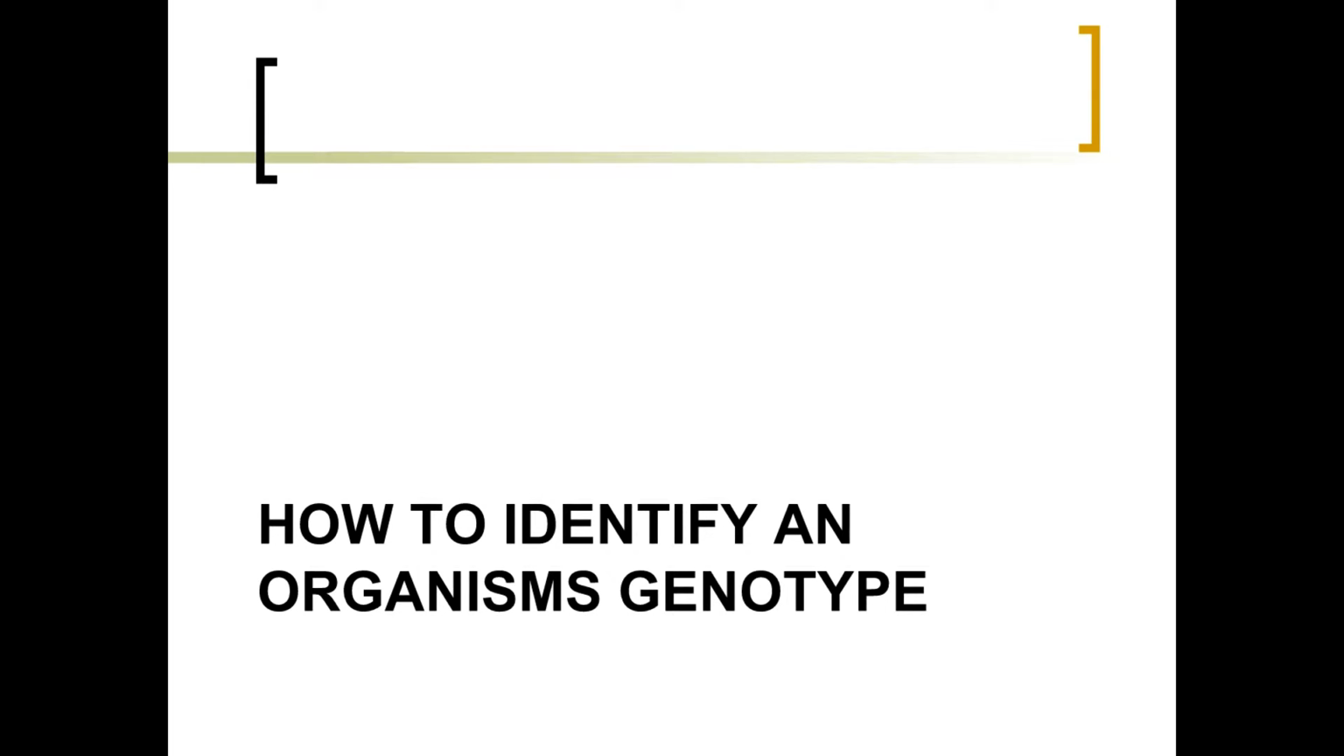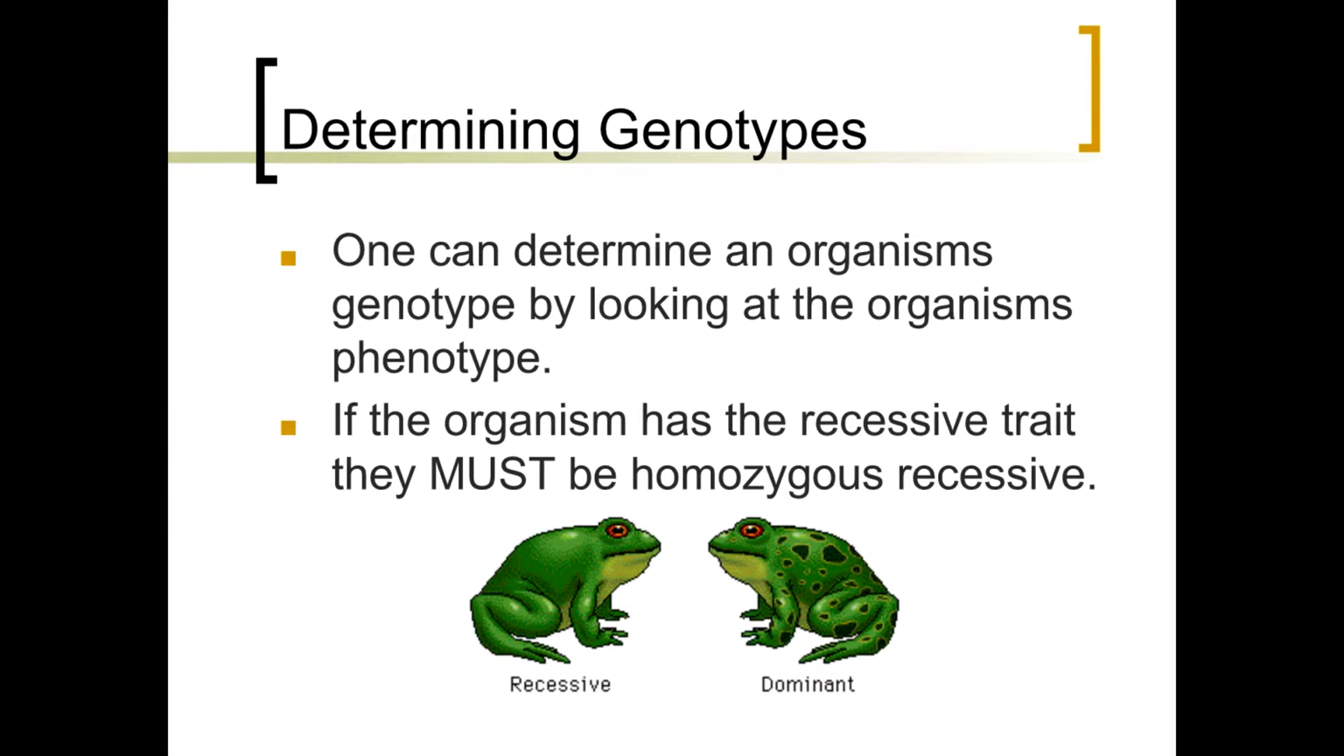How do we actually figure out what an organism's or what a parent's genotype is so we can predict their offspring? And modern day science can use DNA tests to figure this out. But before that, we would actually have to mate two parents together and look at their children to identify what their genotype is. So that's the process we're going to go over. It's called a test cross. So let's just start off with the basics.